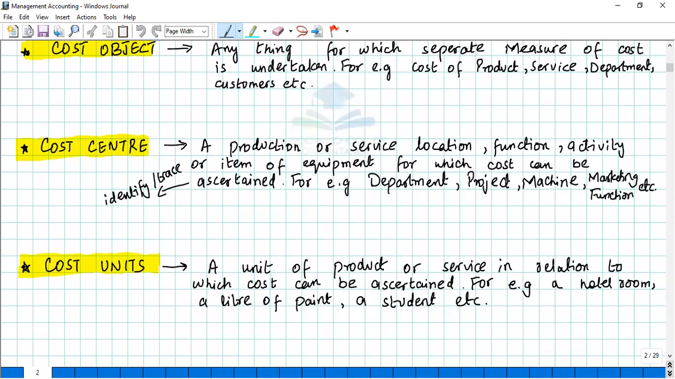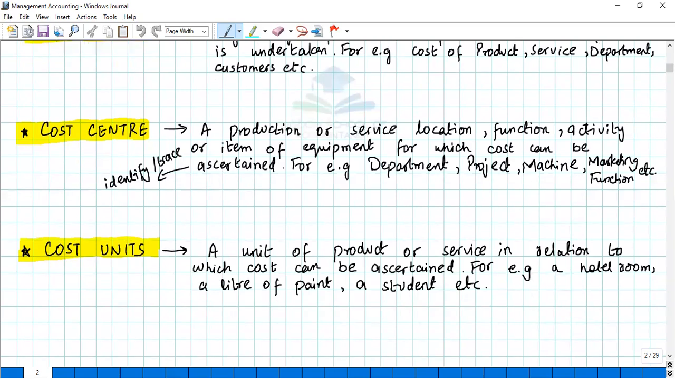If you are a paint manufacturer, a cost per liter of paint, so a liter of paint can be your cost unit. So cost unit means the units that you are using to measure the cost. Remember one thing, a cost unit does not mean the cost of one unit. No, cost units are the units that you use to measure the cost. Okay, so it's different. Okay, remember that.